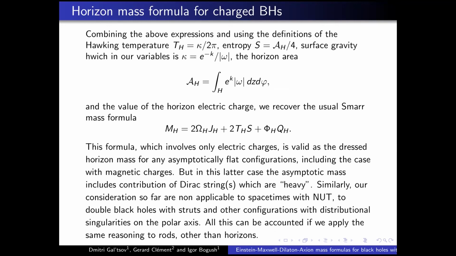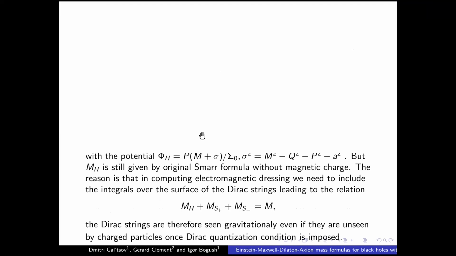You calculate the bulk integral using the fact that you have already two surfaces. The second will be a cylinder around the polar axis, and you will discover that the Dirac strings are really heavy. And because of that, the mass at infinity will be different. It will include this magnetic charge, but not the mass on the horizon.